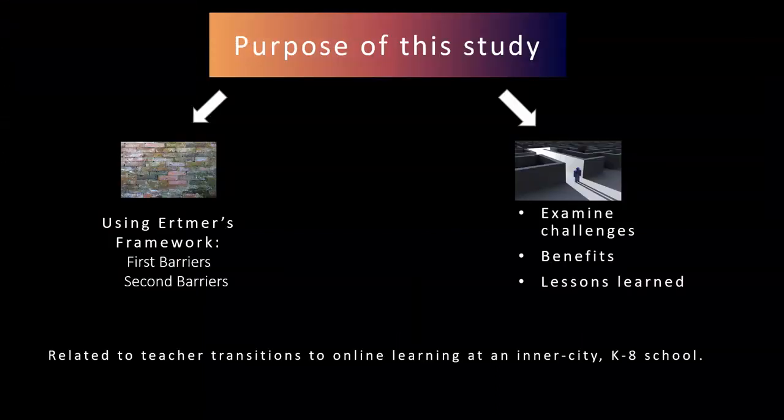Purpose of the study: using Ertmer's framework, identify first-order barriers and second-order barriers, and examine challenges, benefits, and lessons learned related to teacher transitions to online learning at an inner city K-8 school.